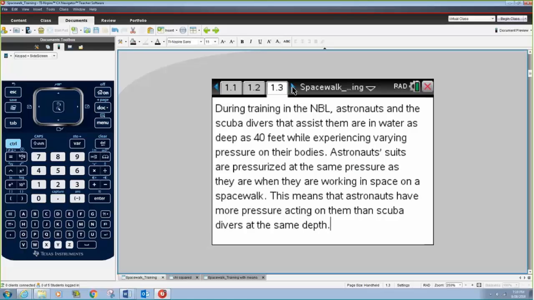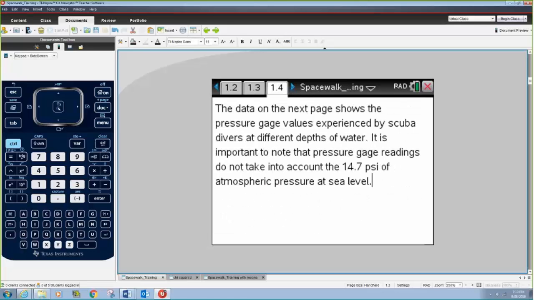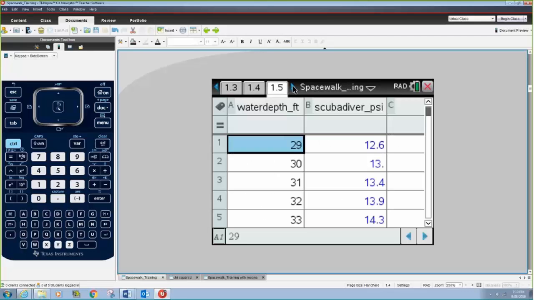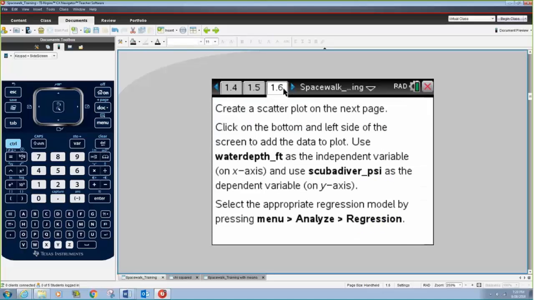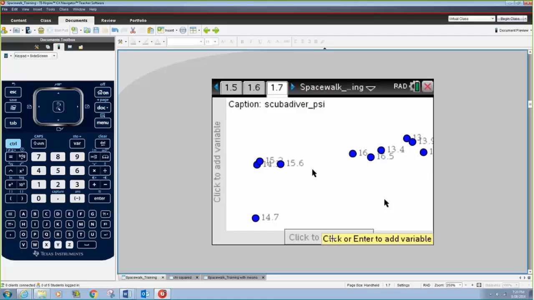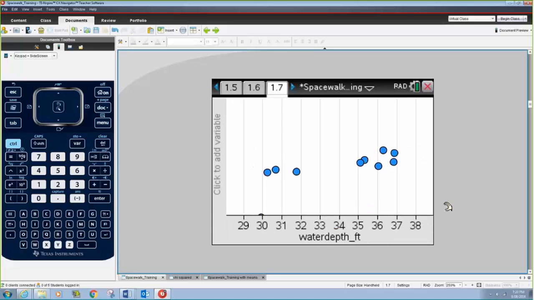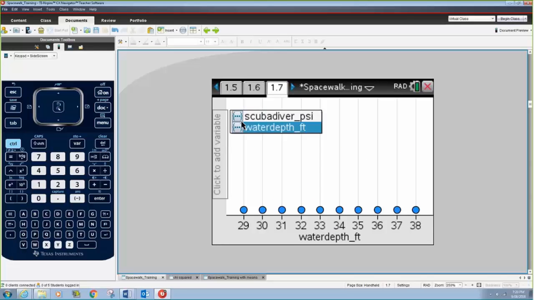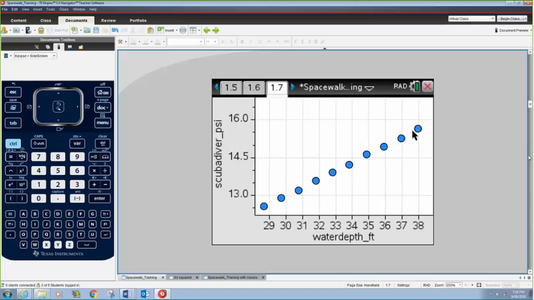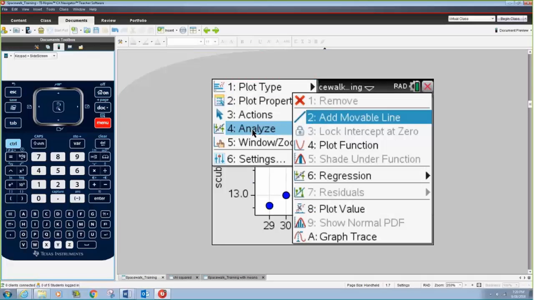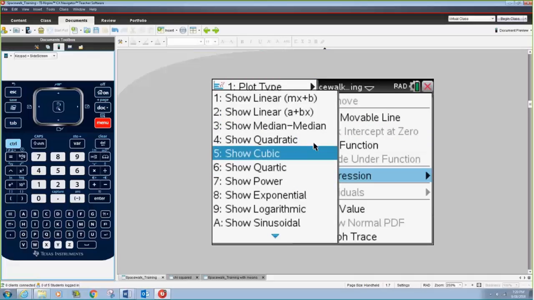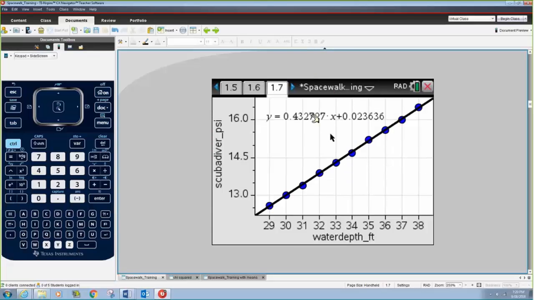The units are unfortunately American units, feet, and the pressure is also in PSI, but I don't think for the purpose of this exercise it matters that much. So actually it tells the students what to do. I won't be going through every single step, but basically to draw the regression line, we need to choose two variables, and this regression looks pretty good, and then analyze regression, and we put the regression line on the screen.